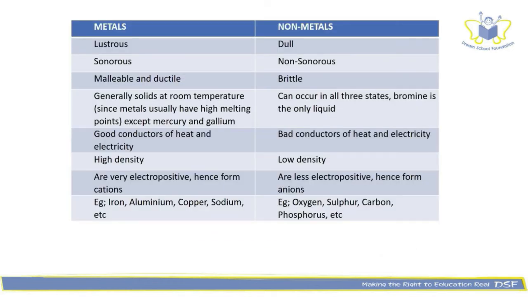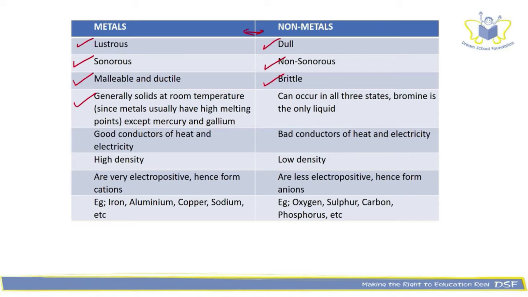Now let's have a look at the difference between metals and non-metals. Metals are lustrous whereas non-metals are dull. Metals are sonorous whereas non-metals are non-sonorous. Metals are malleable and ductile whereas non-metals are generally brittle.